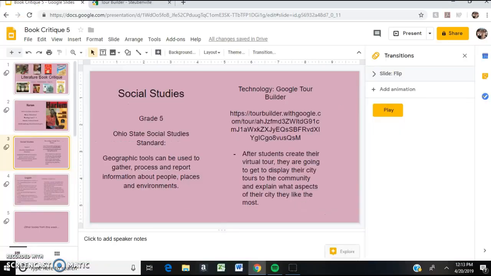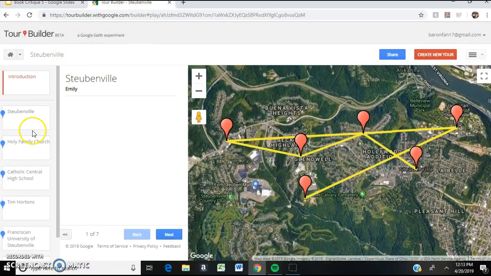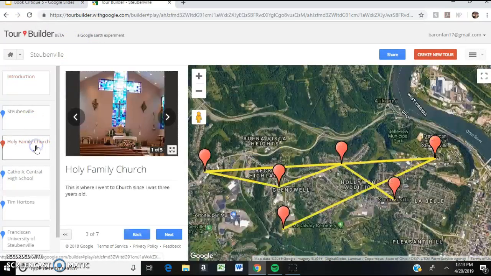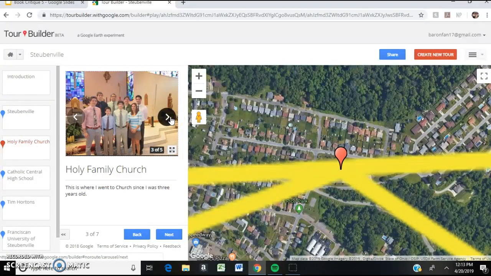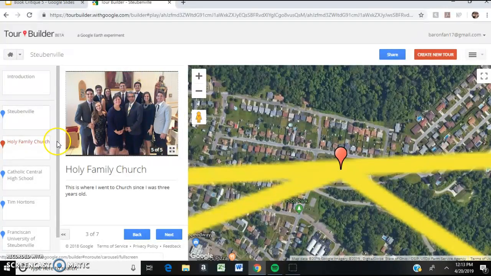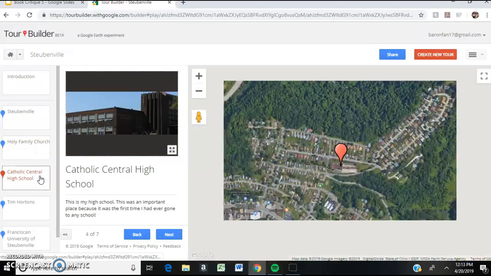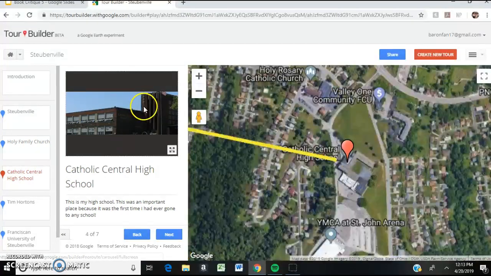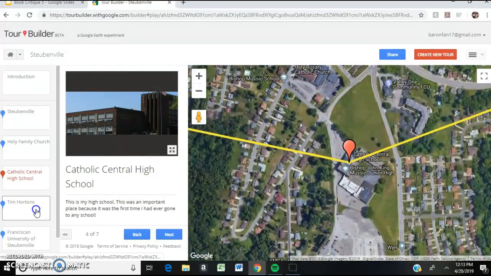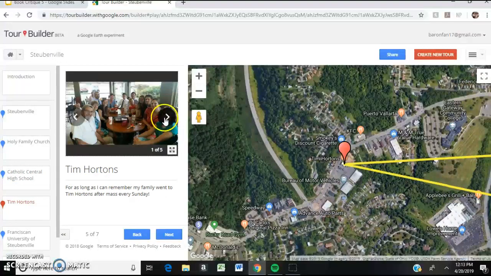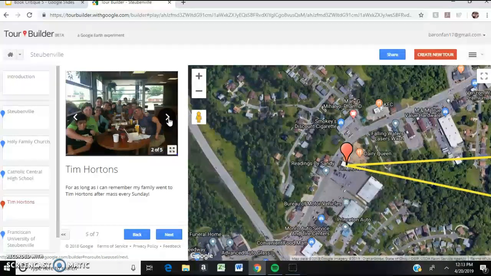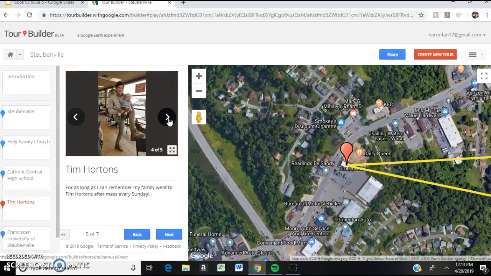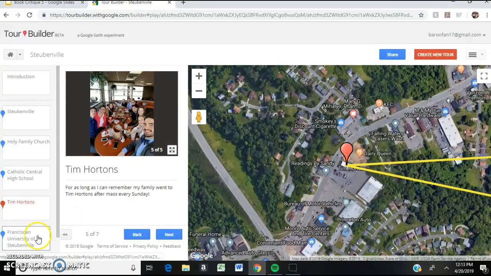So my Google tour is of Steubenville because that's where I live. I started at Holy Family Church, which is where I went to church my whole life. I have some pictures of my family when we were there throughout the years. Then I went to Catholic Central, which is where I went to high school. Then we go to Tim Hortons, and for my entire life we've gone to Tim Hortons after church. So here are some pictures again of my family throughout the years going to Tim Hortons every Sunday.